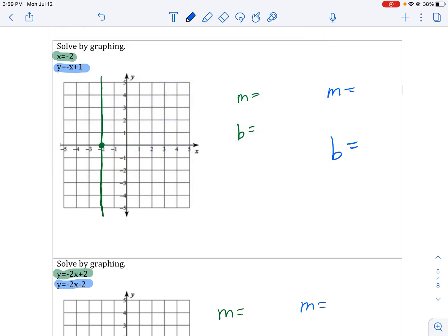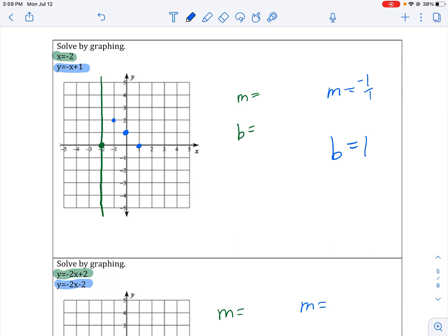For my blue highlighted equation, however, I see a negative sign in front of my x, so my slope is going to be negative 1 over 1, and my y-intercept is going to be a positive 1. And as I go down 1 to the right 1, I see I'm getting further away from the green line. So I'm going to stop, and I'm going to do everything opposite. So instead of going down and to the right, I'm also going to go up and to the left. And that's getting me closer to the other line.